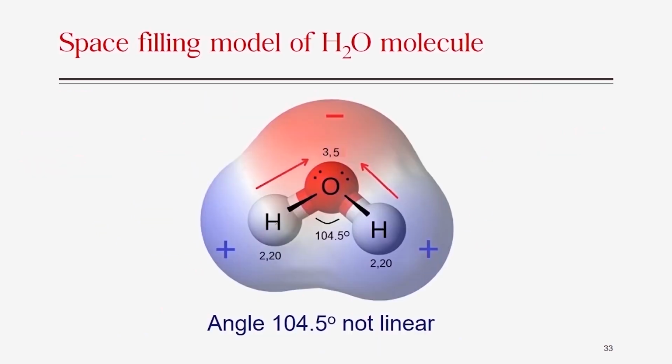You can see that the space-filling model of water shows a higher electron density over the oxygen and low electron density over the two hydrogen atoms. Notice the angle between the three atoms is not linear. The angle is 104.5 degrees. This happens due to the repulsion of bonding pairs with the two non-bonding lone pairs on oxygen that we will discuss in detail in later lectures.